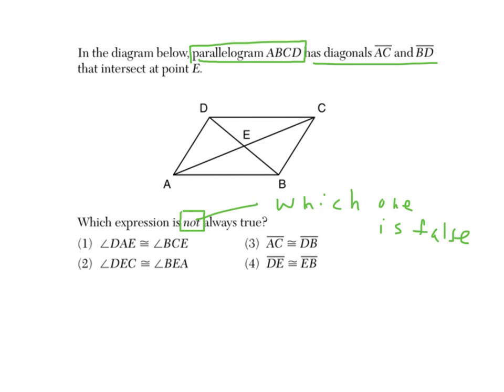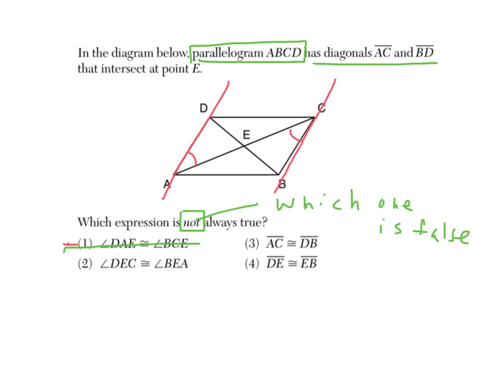If you go through it choice by choice, choice number 1 says DAE is the same as BCE. That's true. We're looking for the one that's false. Those are the alternate interior angles based on those 2 parallel lines. So those would have to be true. They even look the same. So we cross that one out because we're looking for the one that is false.